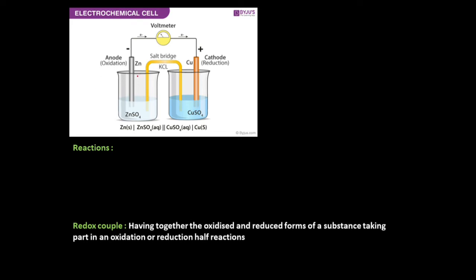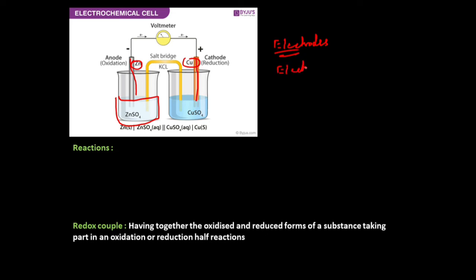Here you can see two electrodes. Electrodes are nothing but metallic rods. Here we have one metallic rod, here we have another metallic rod. These are electrodes. We want two of different metals. Here we have taken a zinc rod, here we have taken a copper rod. The zinc rod must be dipped in a solution called an electrolyte.